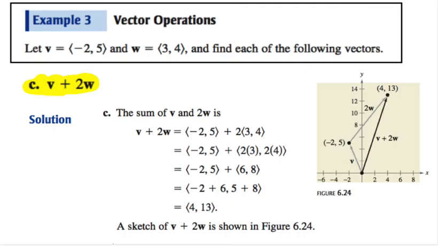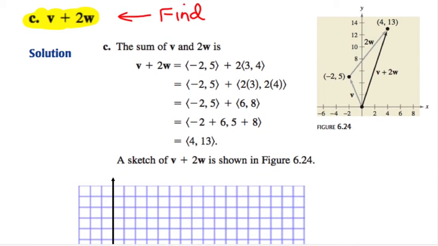All right, last example. We have those same two vectors again, v and w, and now our operation is to find v plus 2w. So here is our v, our 2 times w. Think about this like your distributive property: distribute the 2 to both of them, and now add these together.